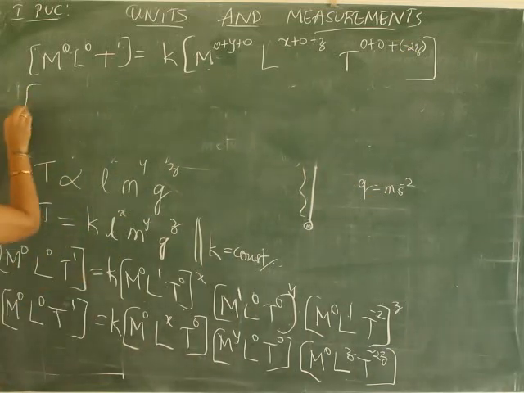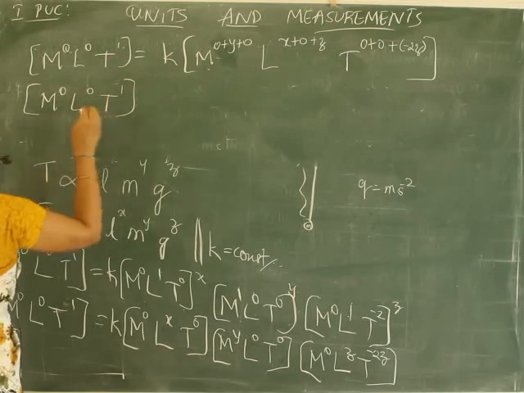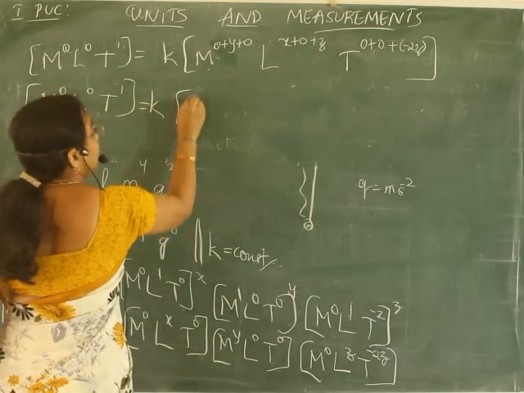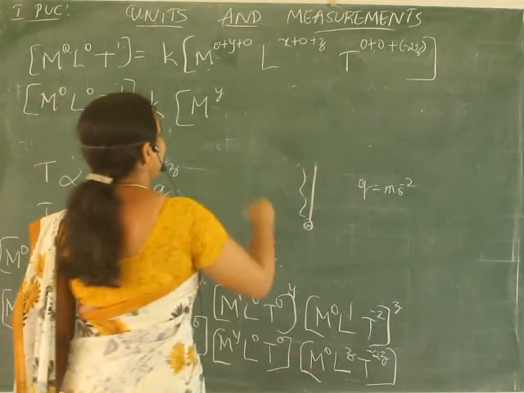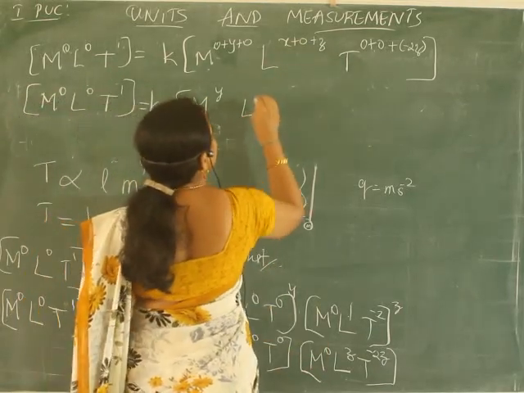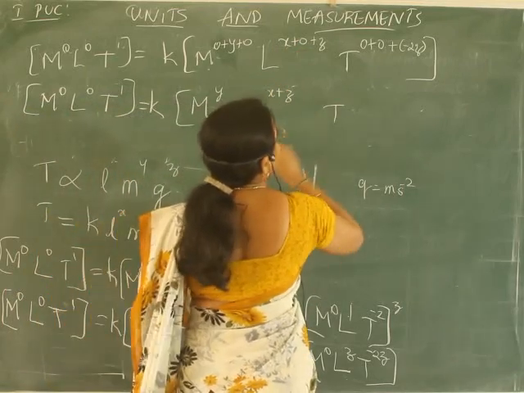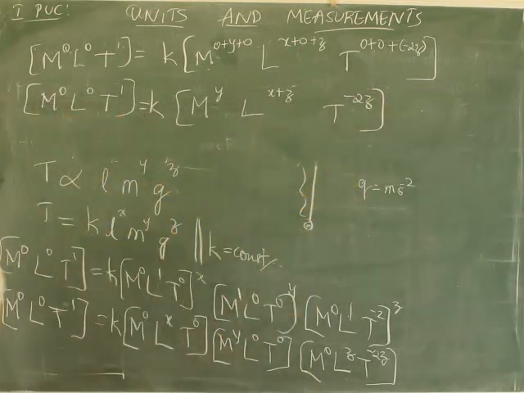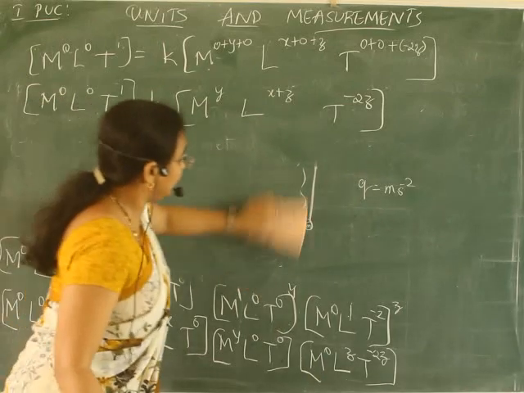I'll write it neatly. M to the power 0. Now it will be easy for you to solve. That's why I'm saying, okay? K, M to the power y, 0 plus y plus 0 is y, L to the power x plus z, T to the power minus 2z. Correct?